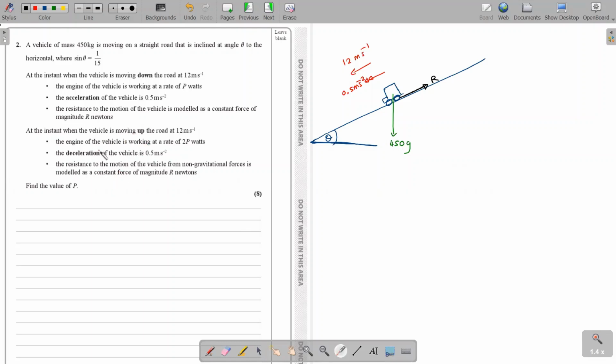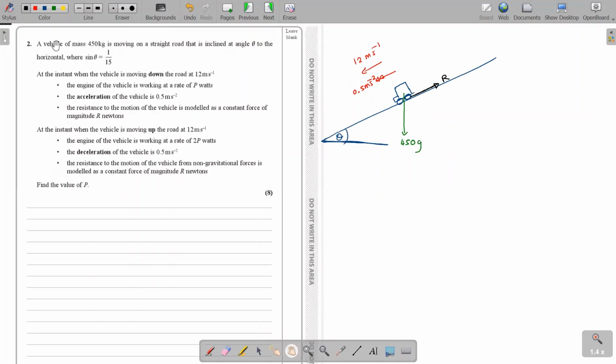And then again they've given you another case. At the instant when the vehicle is moving up the road, that's another case. The engine of the vehicle is working at a rate of 2p, the deceleration is 0.5, and the resistance to the motion is R. They are asking you to find the value of p. So there are two instances that we need to consider here. The second instance: it's the same road, the theta is the same. Now the vehicle is moving up the road at 12 meters per second, and the deceleration of the vehicle is 0.5.